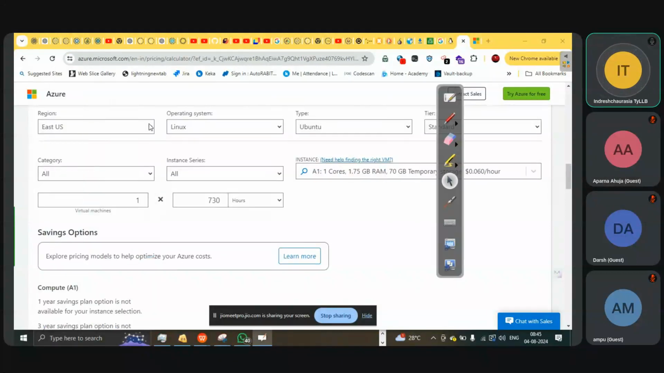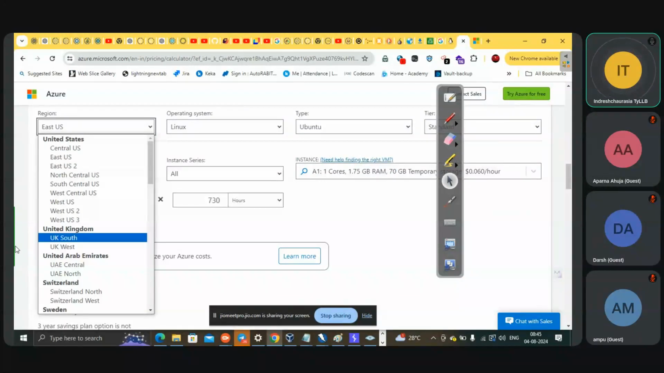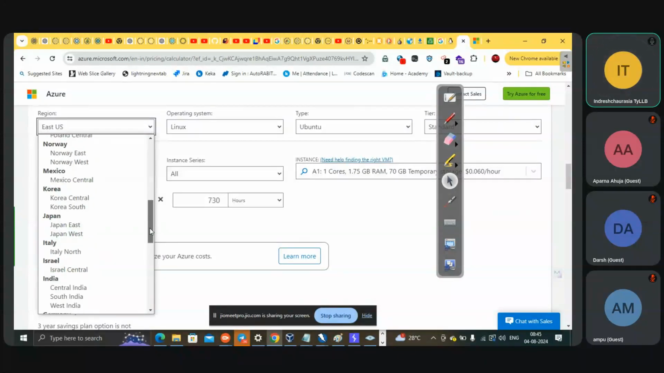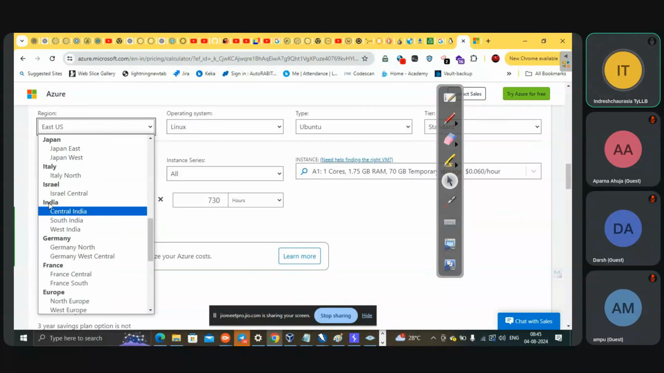When I say region, can you see? The United States is a region, and these are the availability zones. The United Kingdom is a region, and these are the availability zones. Can you see how many data centers Azure has? India is a region, and within it South India, Central India, and West India are the availability zones.